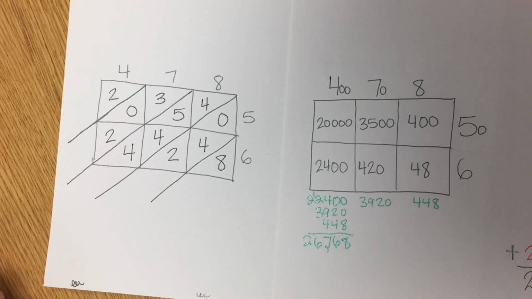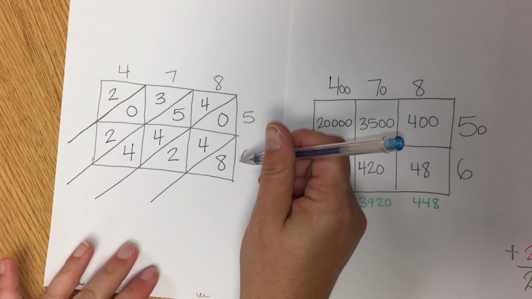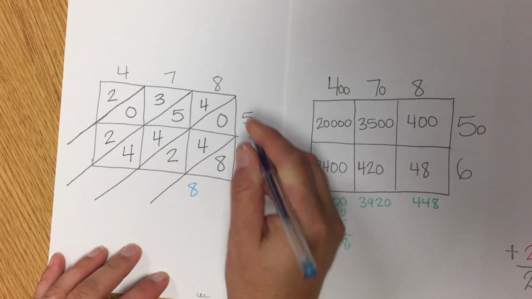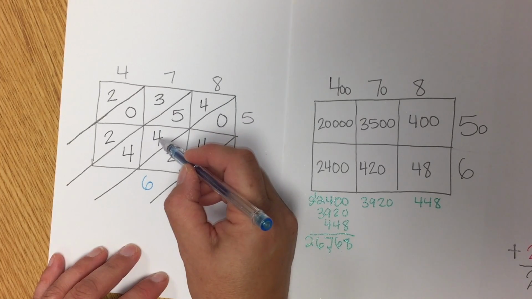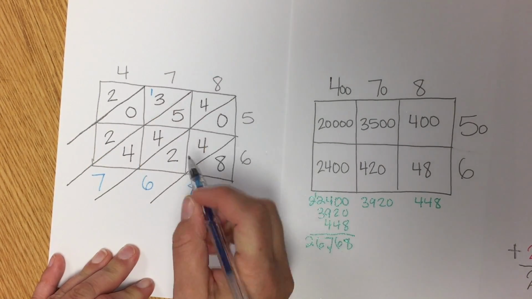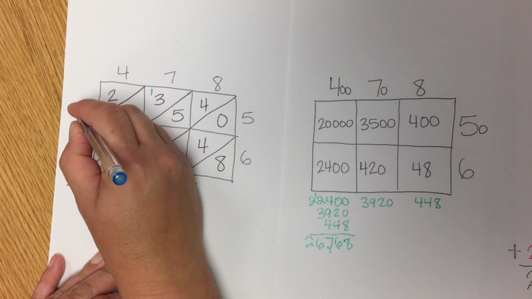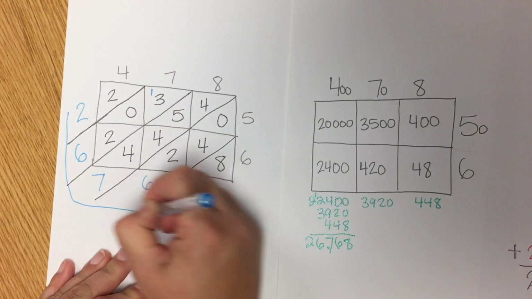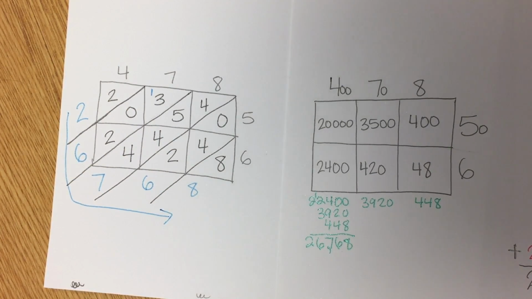And now we add them down the diagonal starting on the right. So we have 8. We have 6, we have 9, 13, 17, carry the 1, 3, 4, 5, 6, and 2, and our answer is right there, 26,768. These are the 4 methods that I've taught the kids.